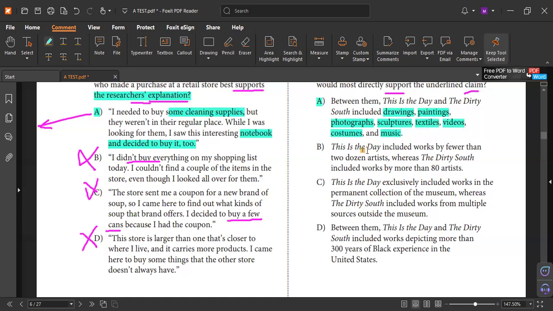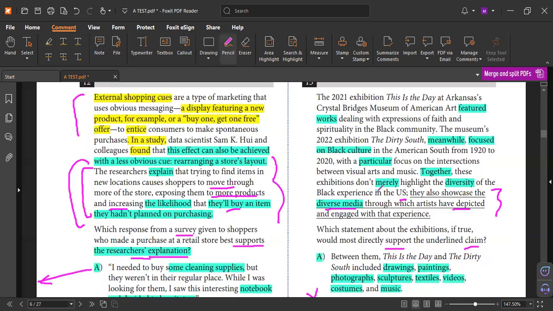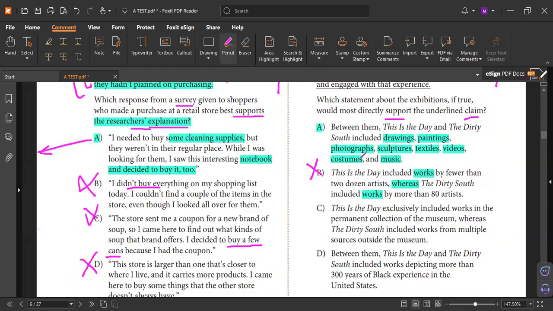But wait, this one included works by fewer than 2 dozen artists, all right. Whereas this one includes works by more. Okay, but the underline does not focus on the number of works. Which one fewer, which one more than. You mentioned both of them together. So letter B, it's not related to the underlined. Didn't you mention any diverse media they depicted? So B, out of target of the question. So don't think about the passage as a whole or from your mind, only the underlined.